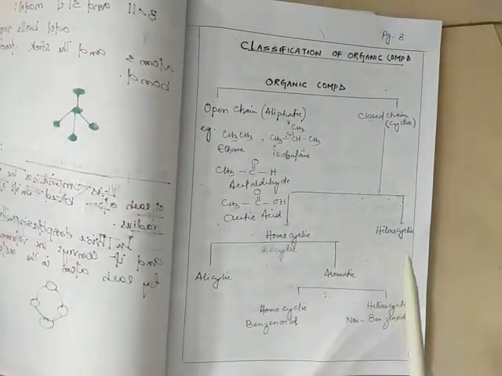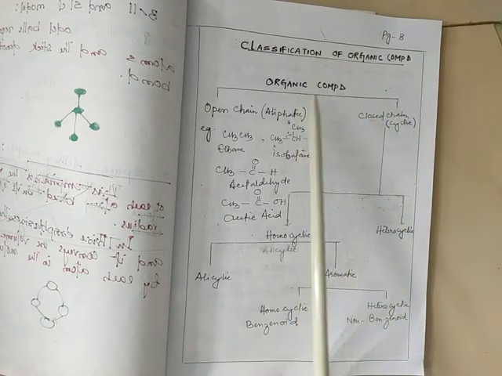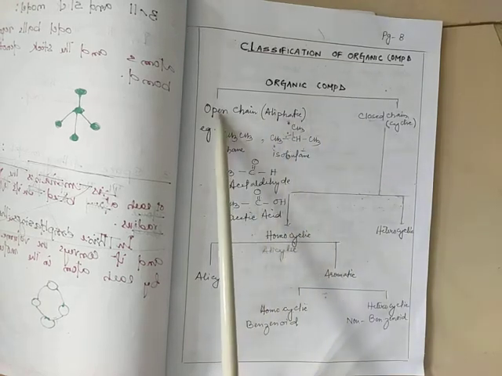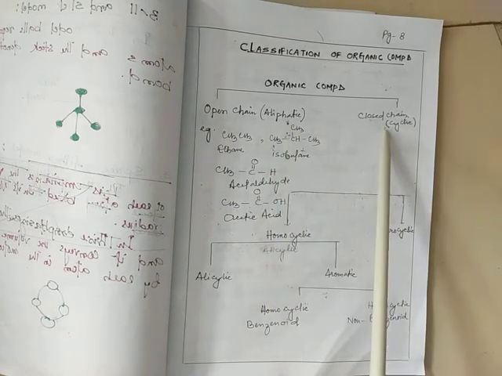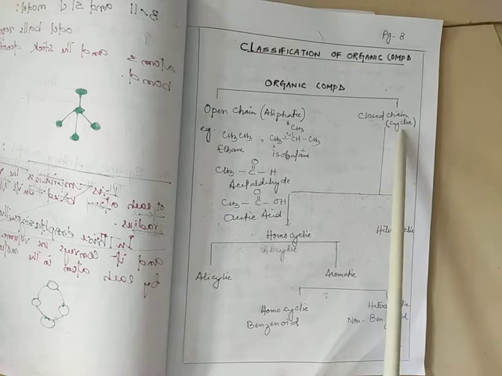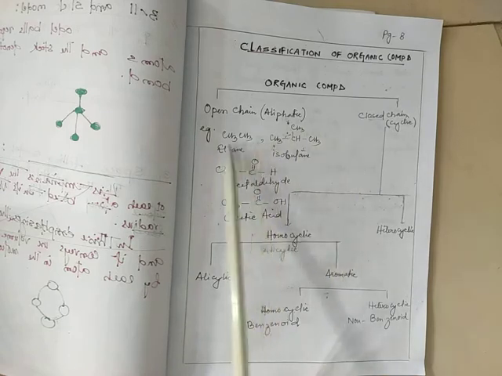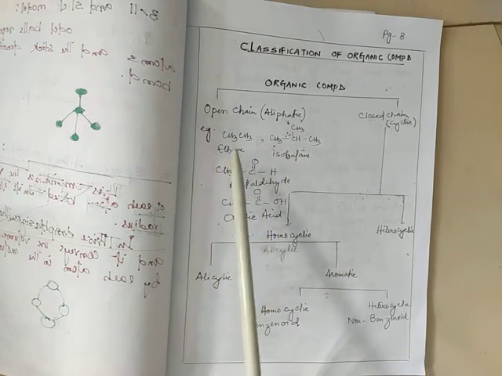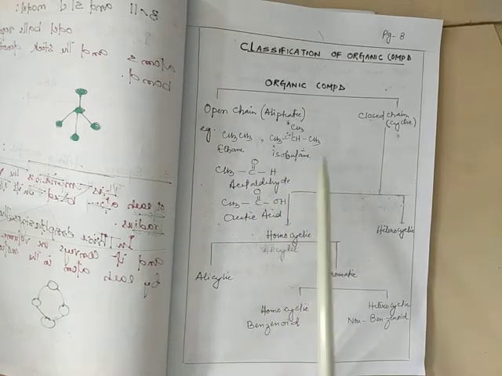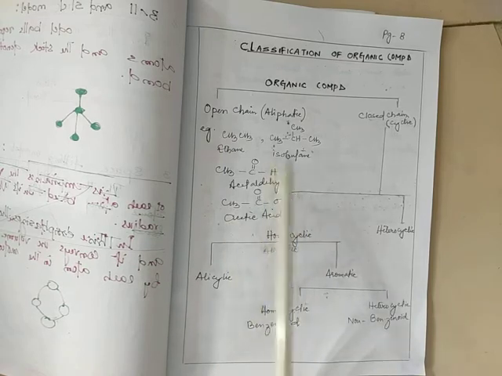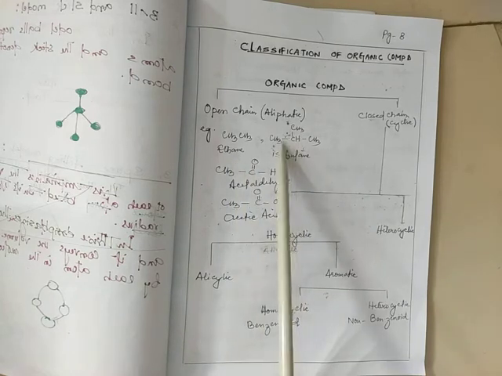Next is the classification of organic compounds. Under organic compounds we have open chain, that is aliphatic, and closed chain, that is cyclic. Examples of open chains are ethane, isobutane, acetaldehyde, and acetic acid. These are open chains only, not having any ring, but they can have branches.